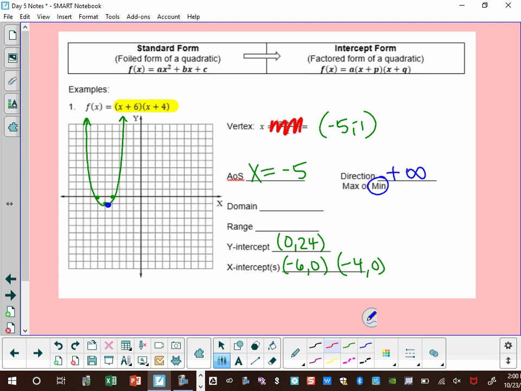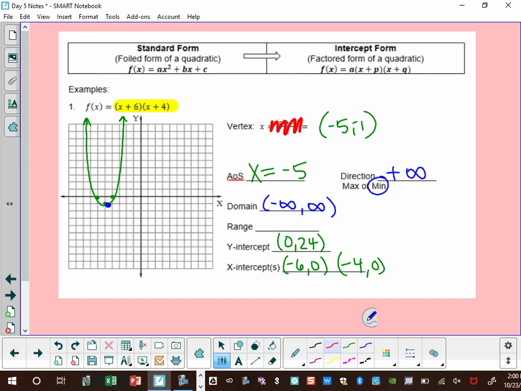As far as you know right now, our domain, it looks like it's just here, but from left to right, this graph keeps going wider and wider and wider. So my domain is from negative infinity to positive infinity. All quadratics will be negative infinity to positive infinity. If you don't get anything else right on this test, you should get that.